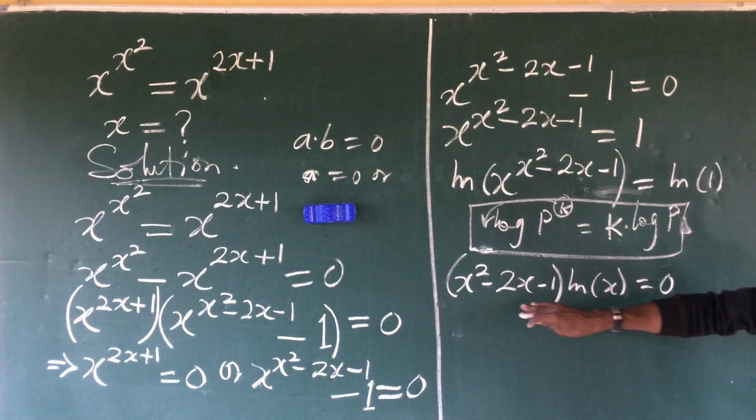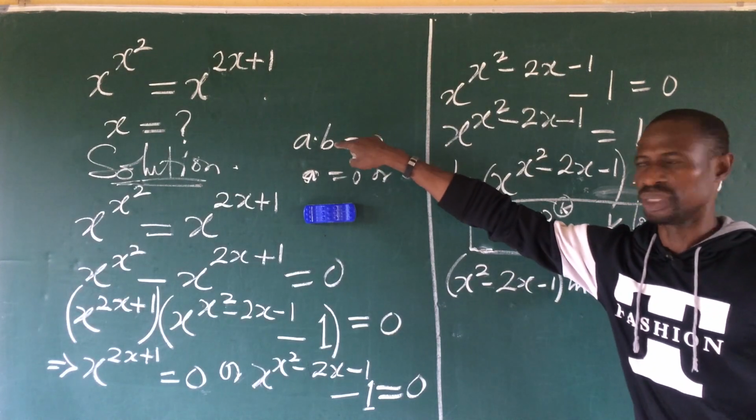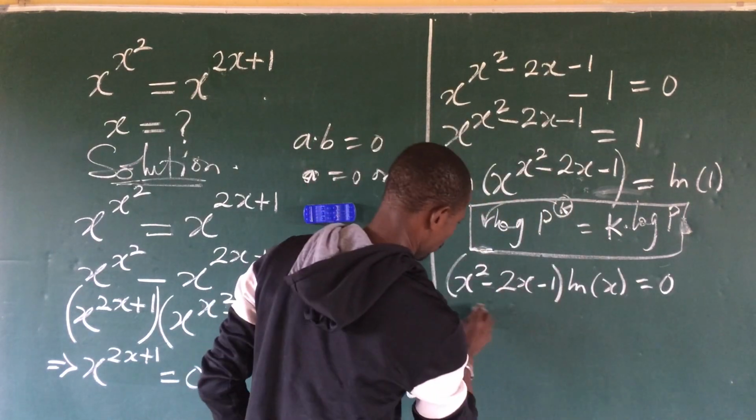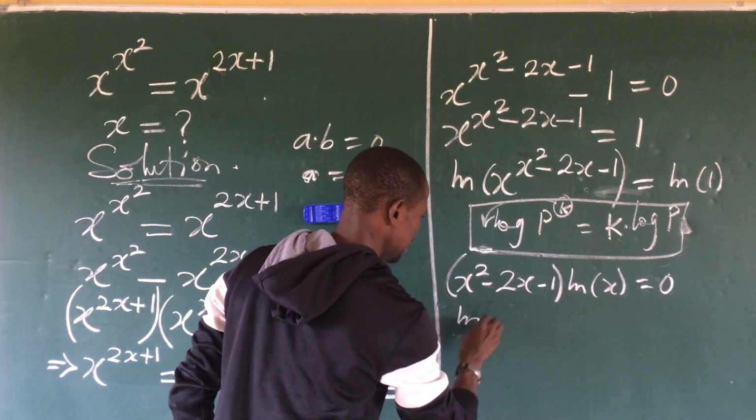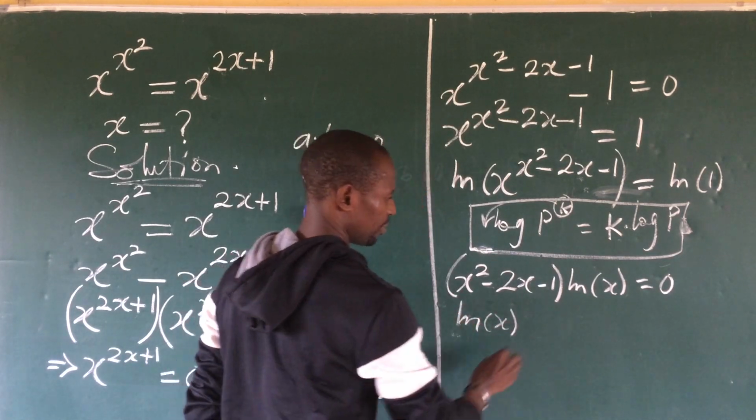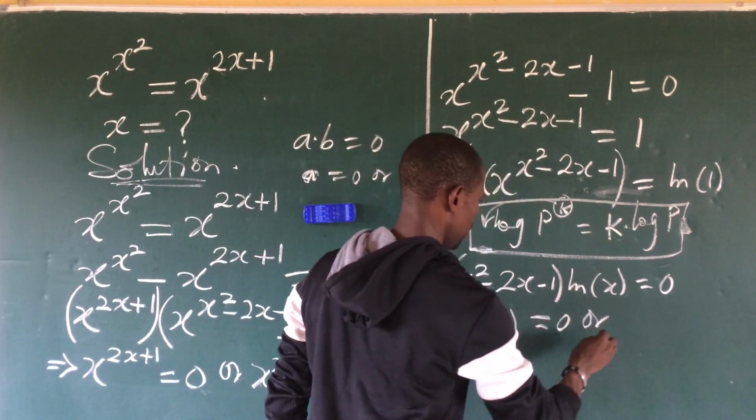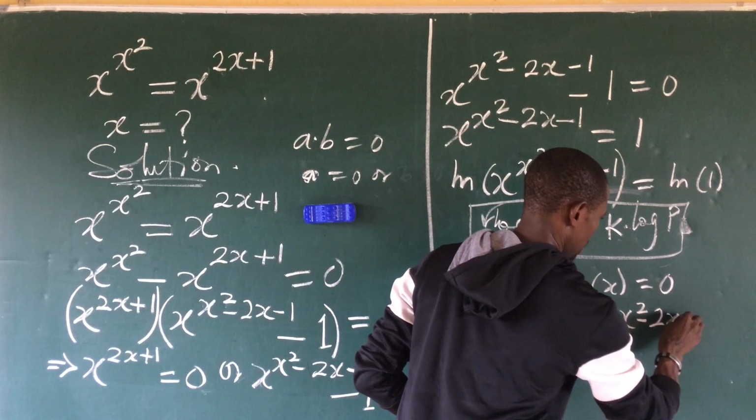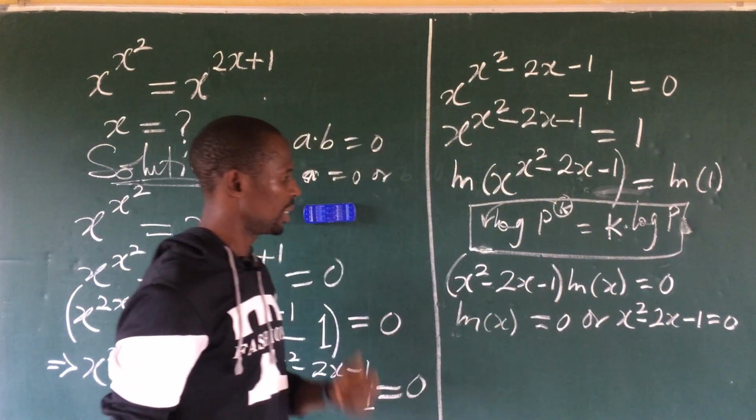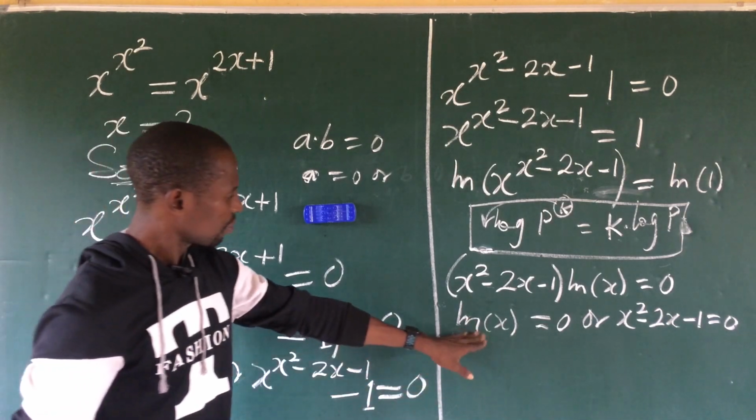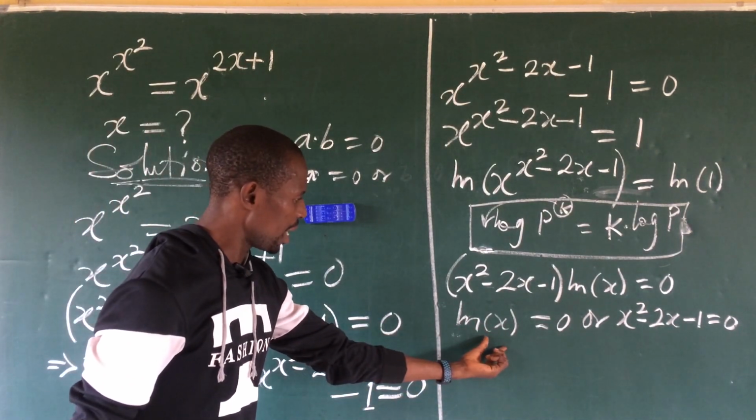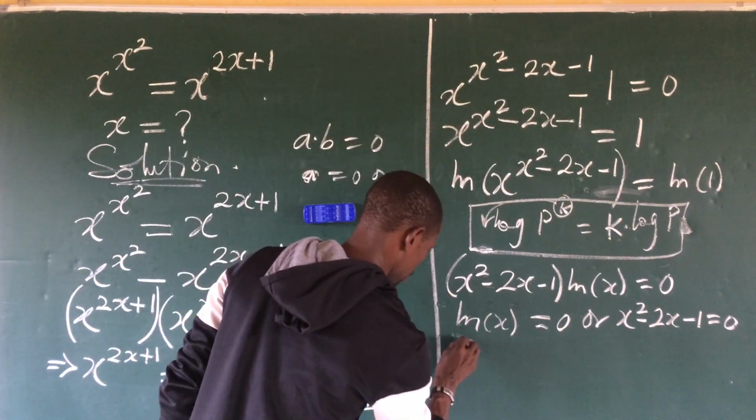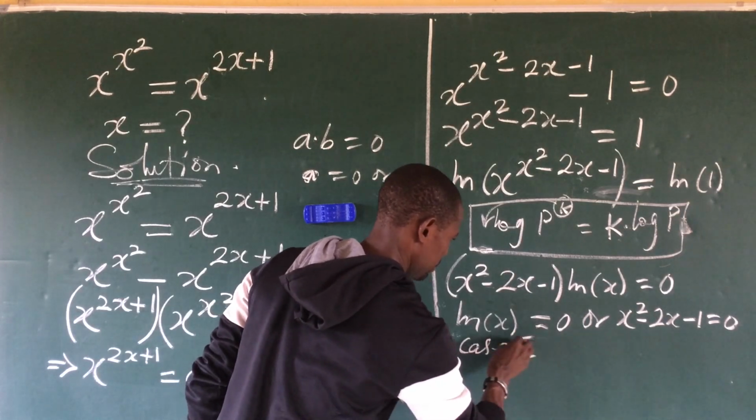Again, we apply the zero product law, where we equate each factor to 0. So let's take case 1, ln of x equal to 0, or x squared minus 2x minus 1 equal to 0. Easy. Now because we are looking for x, we introduce our e. Let's raise both sides to e. So let's take case 1 from here.